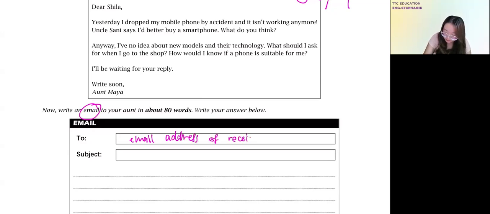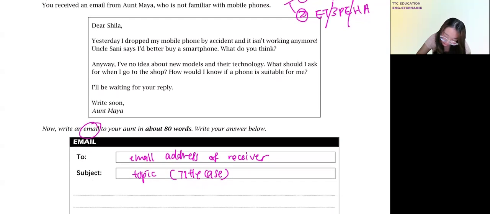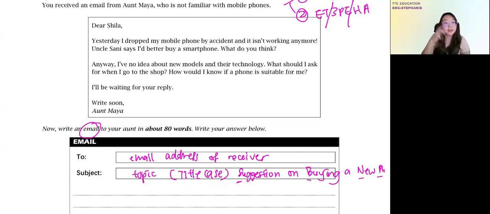of the receiver. Your subject is the topic. Okay, and do not forget to title case it. Title case. What does that mean? For example, all right, this one is talking about, let me see, what should I ask? Go to shops. How would I know? So this one, not familiar with mobile phones. So you can say suggestion on buying a new phone. So if you notice S, B, and P, it's in capital.